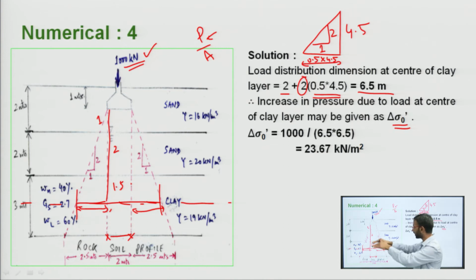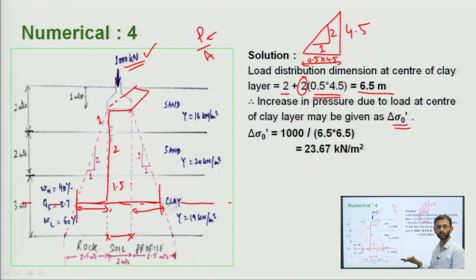This will be a square base. If we go into 3D, like this, when you are distributing the load in a trapezoidal way, the load distribution will also be in the 3D plane. So that will be the area that will be covered: 6.5 in this direction and 6.5 in the other direction. So this is the area, 6.5 into 6.5. The effective stress, that is the delta sigma change due to the footing, will be 23.67 kilonewton per meter square.